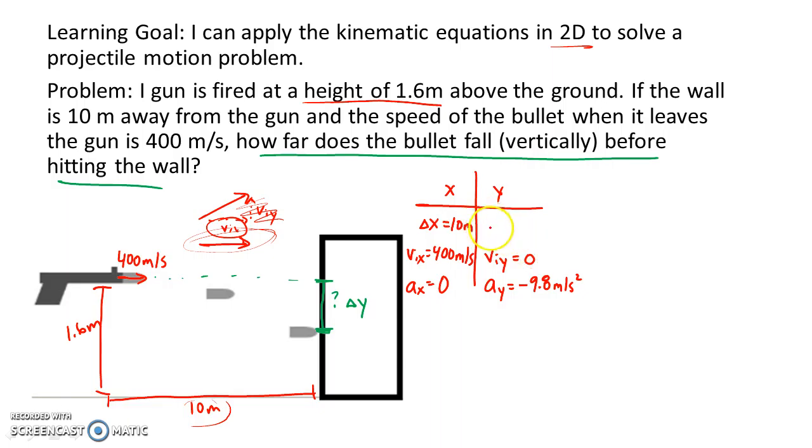What are we trying to find? We're trying to find the change in y. With the kinematic equations, if you have 3 variables, you can always find the 4th. Now we're looking for the change in y. If we had 3 variables in the y direction, then we can just solve for the 4th. But we don't. So we have to first use the x direction to find the time.